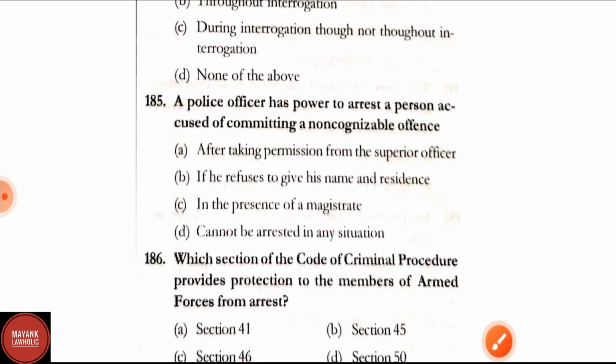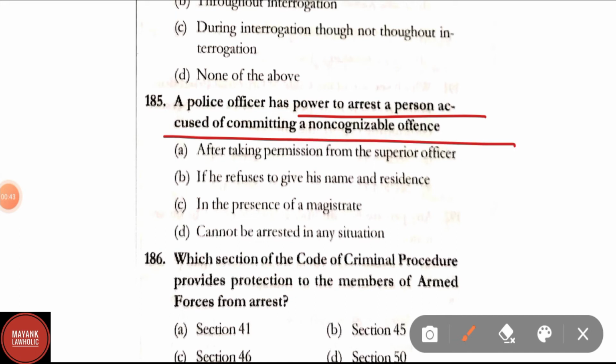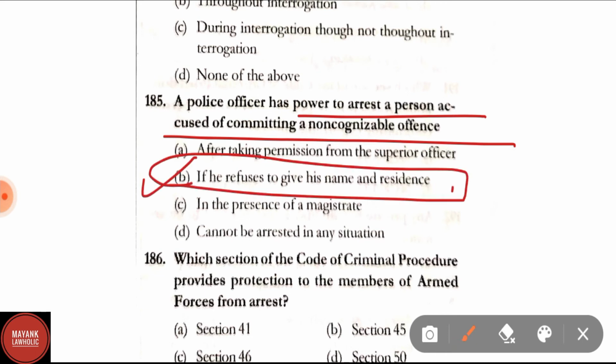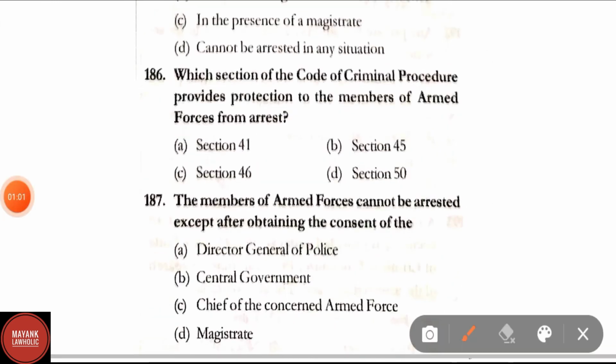Question number 185. A police officer has power to arrest a person accused of committing a non-cognizable offence. Option A, after taking permission from the superior officer. B, if he refuses to give his name and residence. C, in the presence of a magistrate. D, cannot be arrested in any situation. Here correct answer is option B, if he refuses to give his name and residence. Question number 186. Which section of Code of Criminal Procedure provides protection to members of armed forces from arrest?